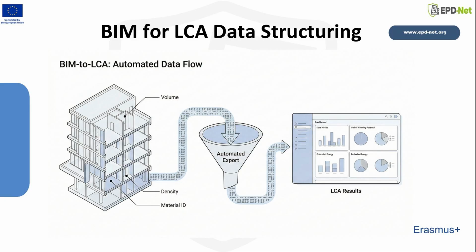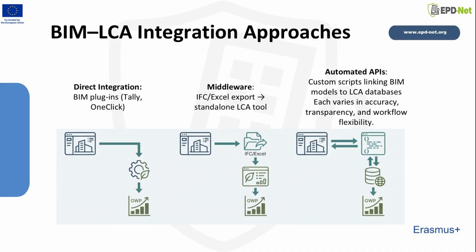This structured data flow is the foundation of accurate and scalable environmental assessment. Three primary integration approaches exist for combining BIM and LCA workflows. The first is direct integration, where LCA tools function as plugins inside BIM software, e.g., Tally in Revit, enabling real-time analysis during modeling. The second is middleware integration, where BIM data is exported, typically via IFC or Excel, and imported into standalone LCA tools such as One-Click LCA.